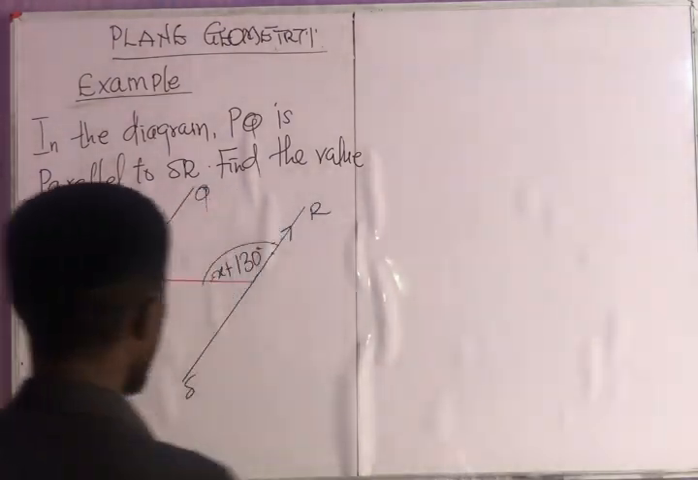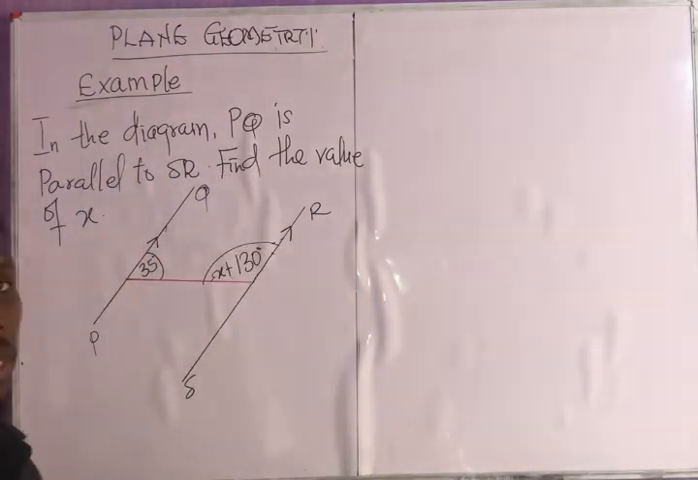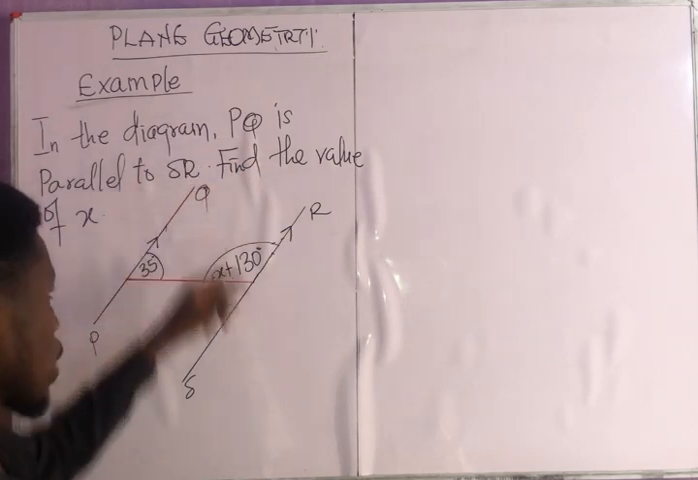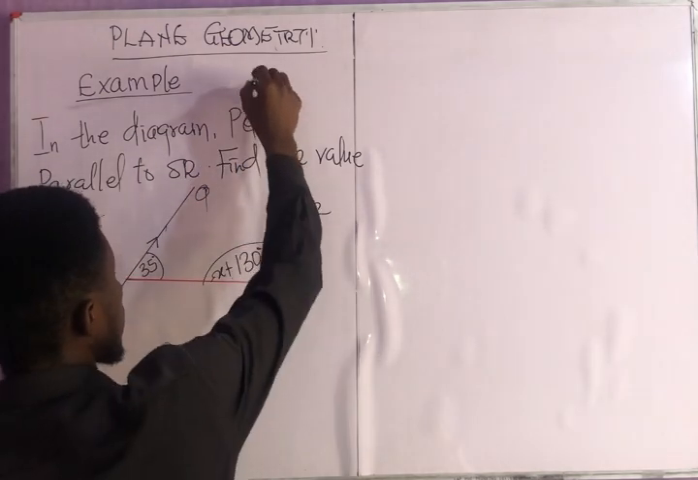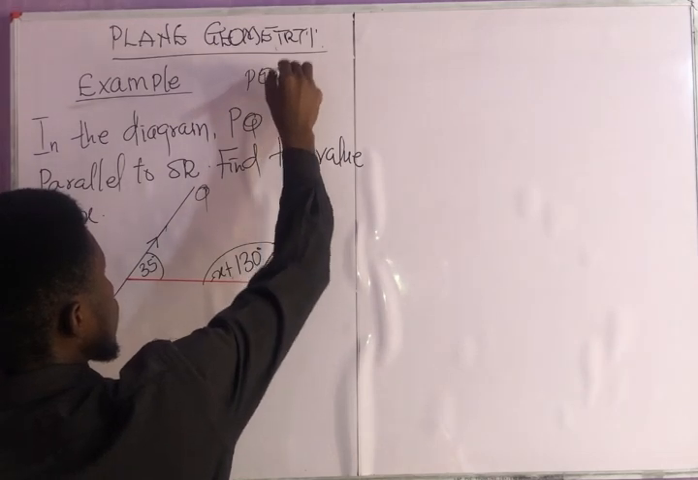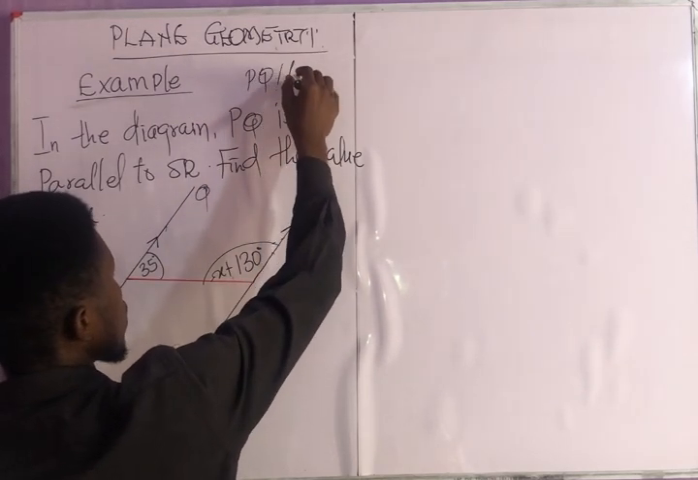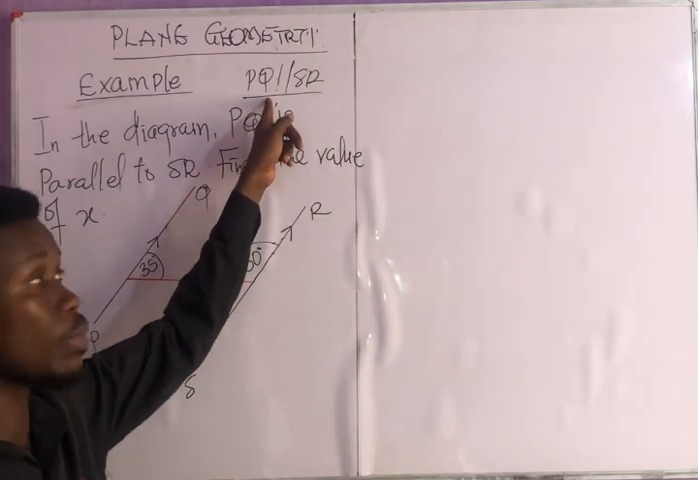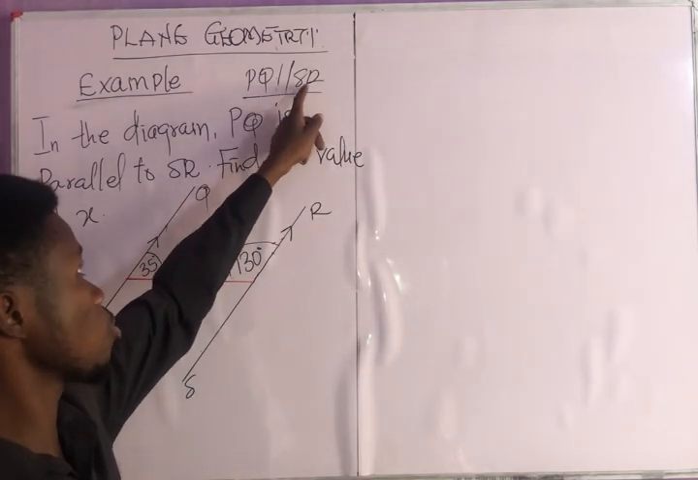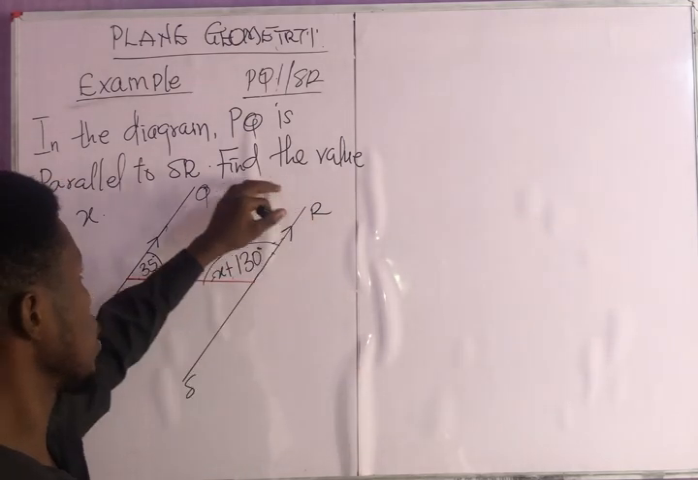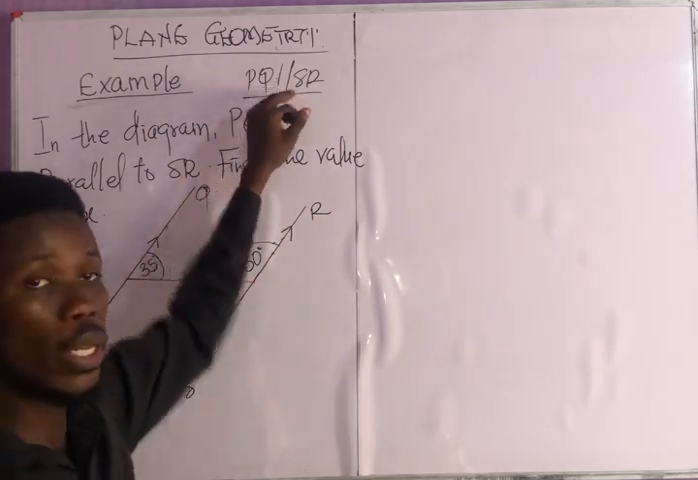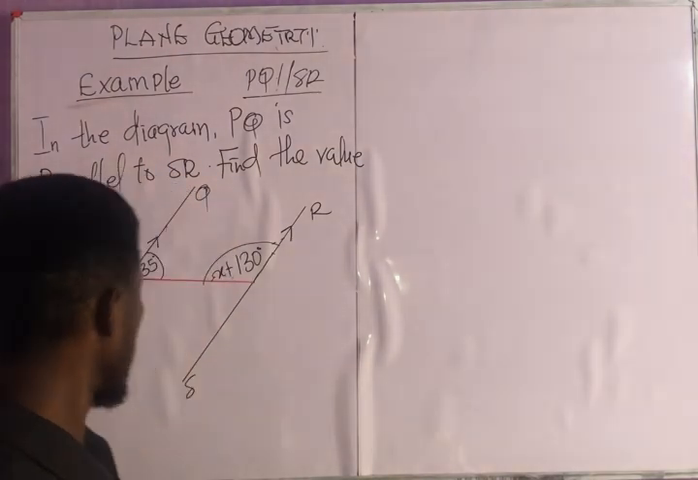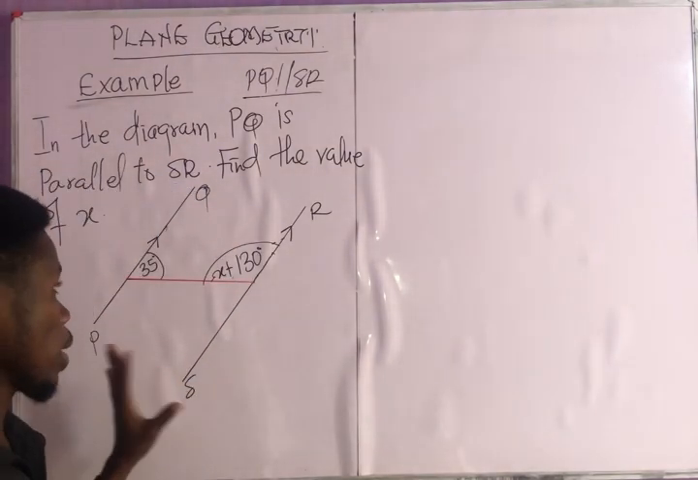Now, some questions, instead of writing it as PQ is parallel to SR, can also write it as PQ, and then two parallel lines, SR. This is a mathematical statement, meaning PQ is parallel to SR. So if you don't see it in the English form like this, and you see it as this, it's the same thing. Is that okay? Alright. Now, let's see how we can solve this question.